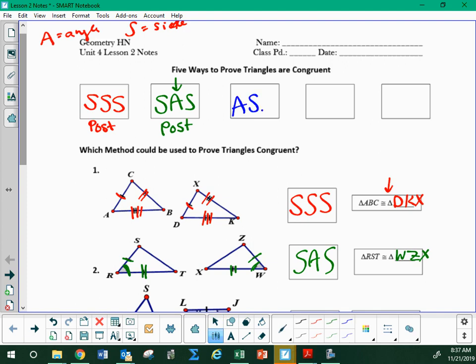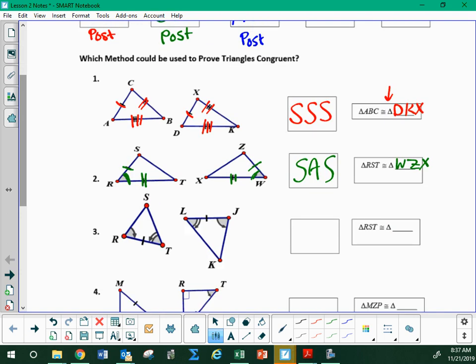Angle, side, angle. Again, two angles and the side in between them. The side has to be in between. So this is our postulate. It's not the side next to them, the side in between. So again, one angle, side, and another angle.